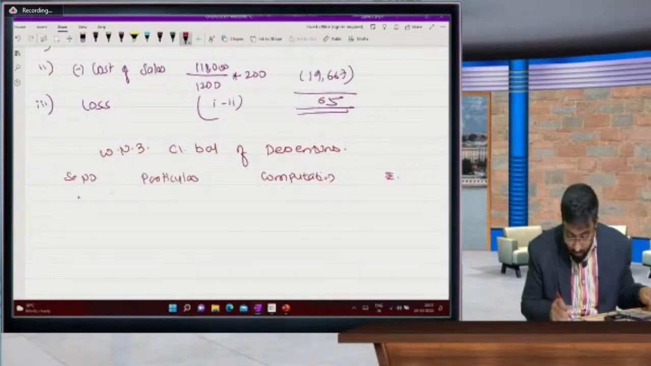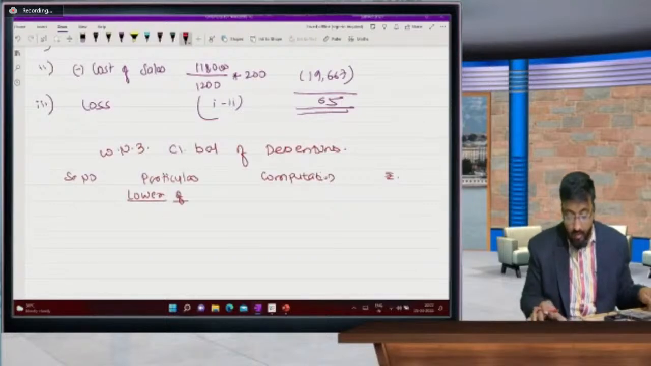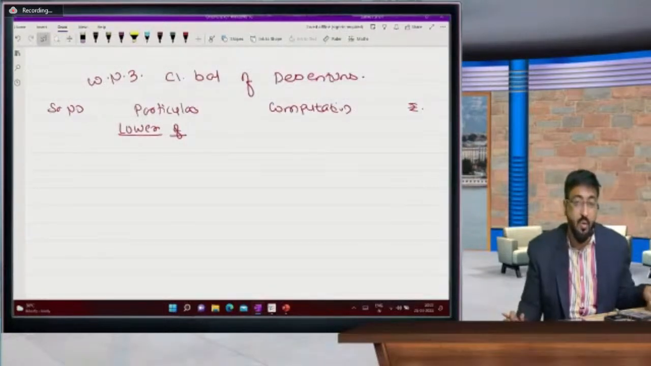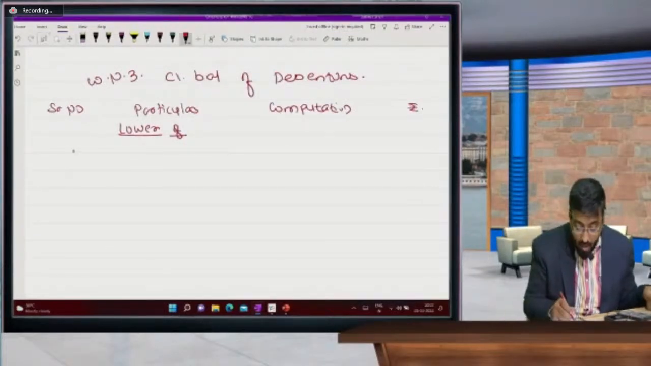Look, as you are aware, like inventory, investment is also recorded at cost or market value, whichever is lower.